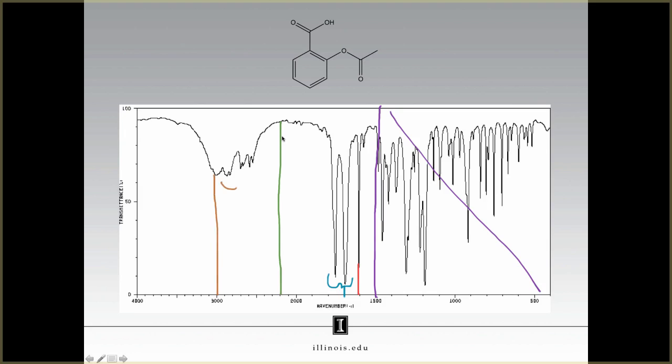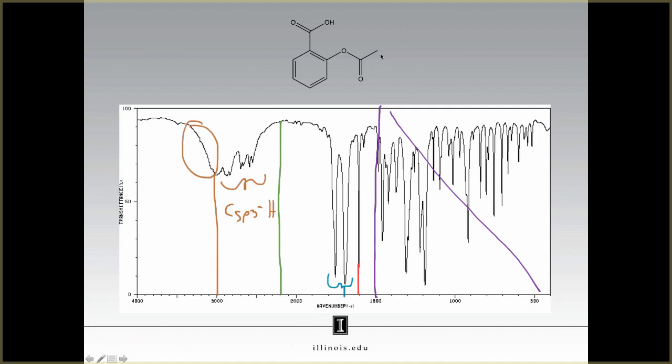I see a bunch of stretches below 3000. That means I have sp3 hybridized carbons attached to hydrogens. Is that true? Yeah, I have those here on the methyl group. Okay, do I have anything above 3000? Well, that's kind of hard to say. I do have this region right here. There is a stretch of some kind here. But what does that stretch correspond to?